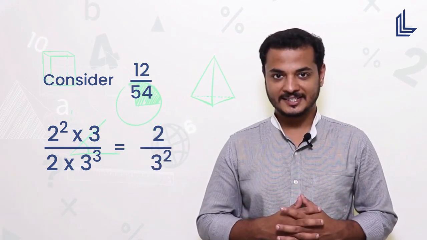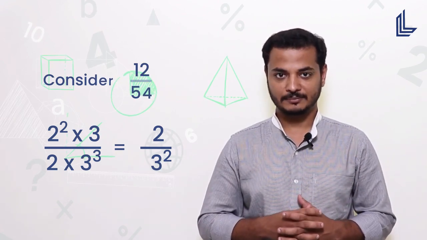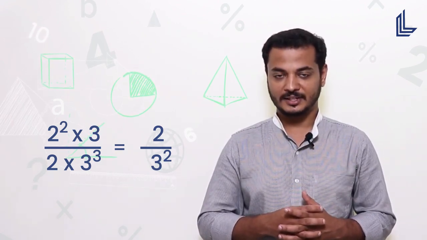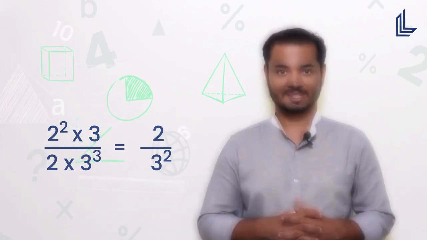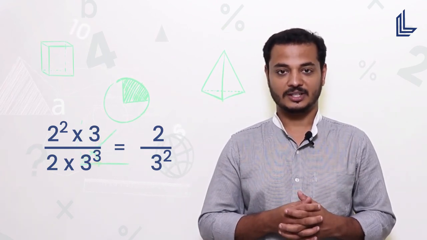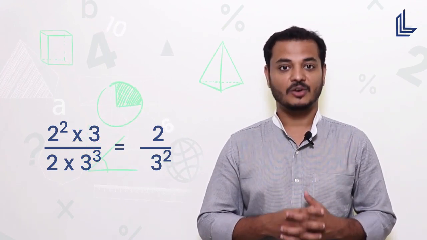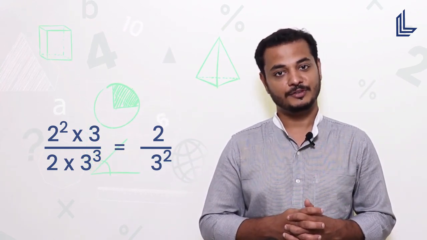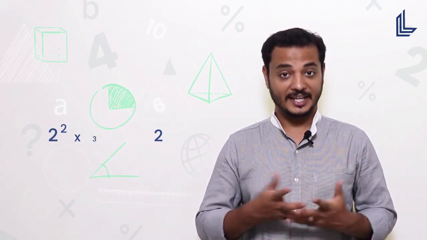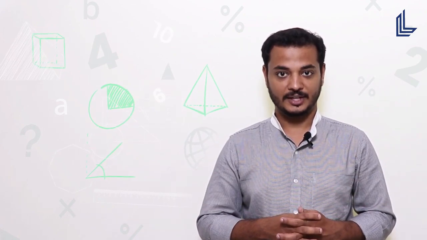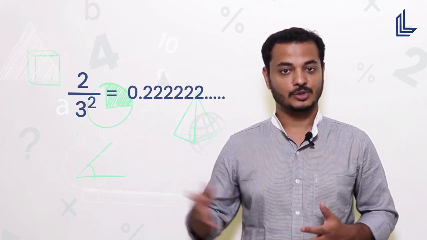Now the question here is, can you express the denominator as powers of 10? Notice that the denominator here is 3 square. It's not a power of 2 or it's not a power of 5. Since the denominator is not a power of either of 2 or 5 or both, we cannot express the denominator in powers of 10. So the resultant expression will not be terminating. You can easily check the value of 2 by 3 square, that is 2 by 9, which is going to be 0.22222. It goes on like that.